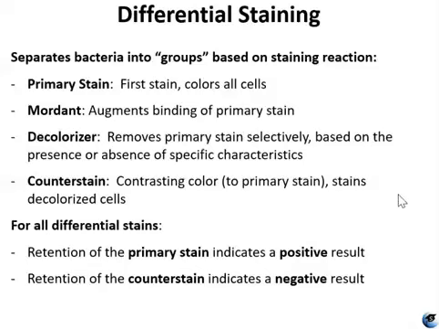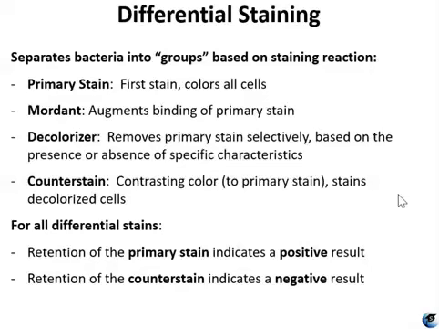All differential staining procedures have these same 4 steps. You have the primary stain, which is the first stain that colors all of the cells. The mordant, which augments binding of the primary stain. In other words, the mordant helps the cells retain the primary stain if they have the structure that you're looking for. The next step is the decolorizer.